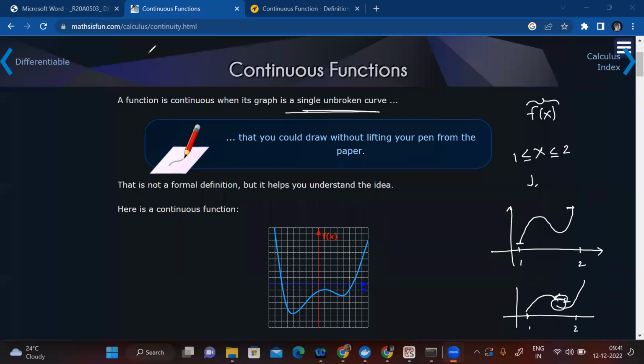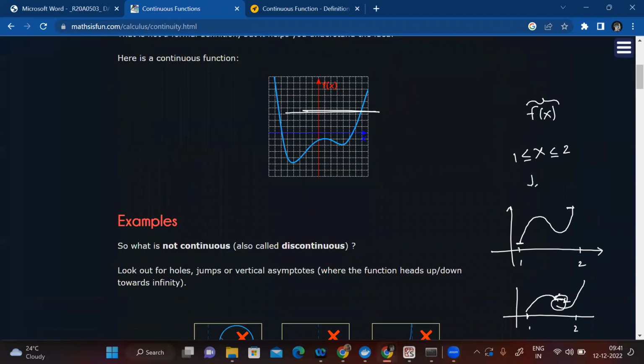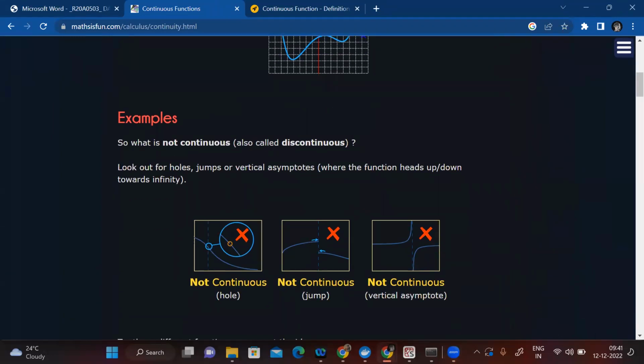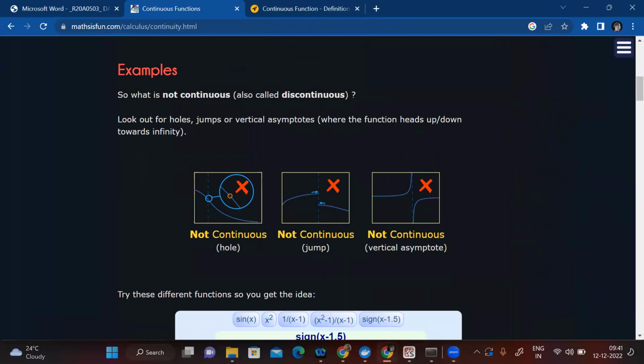Now let's move into the topic. What do you mean by a continuous function? This is an example that is not continuous. The graph you can see, this is a graph and this is going like this. So there is a hole. So this is not continuous.